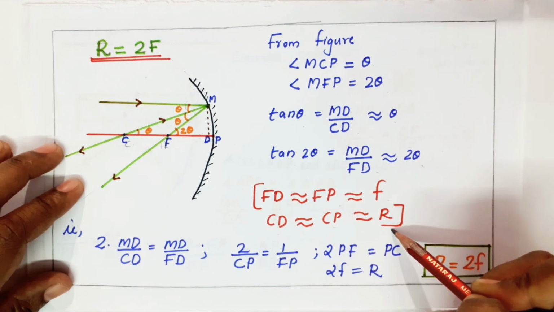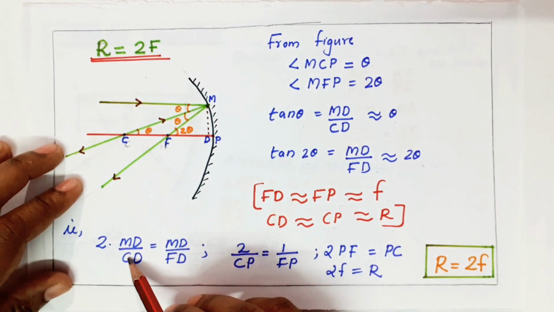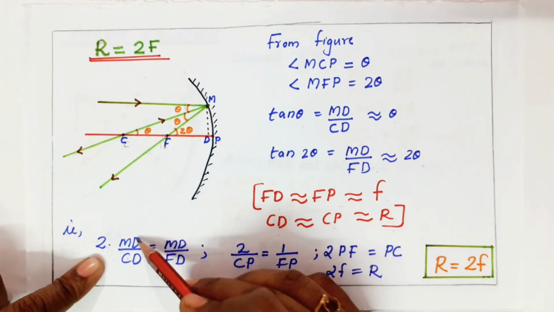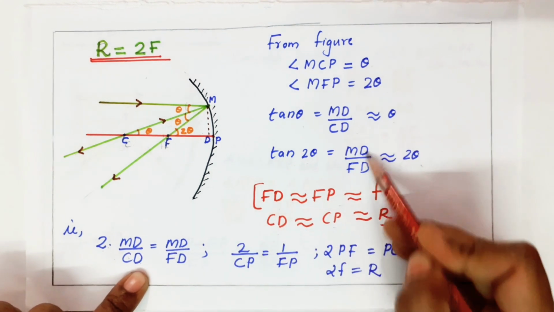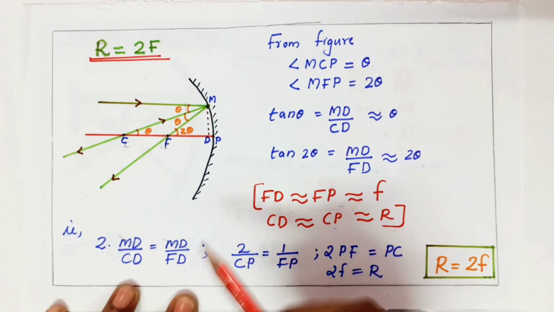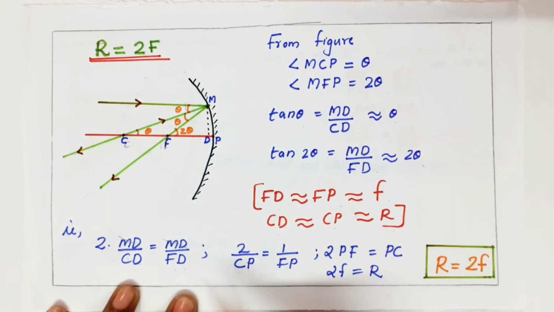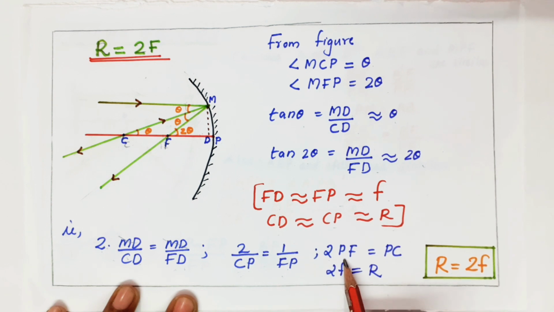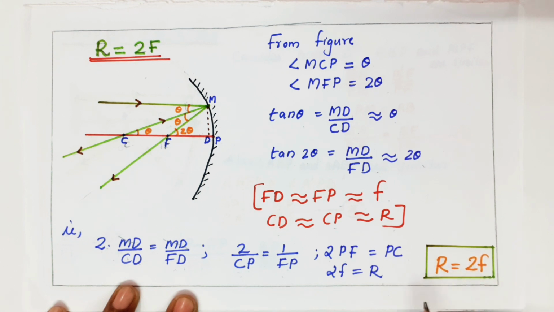After that, I am substituting 2 into theta value: MD by CD is equal to MD by FD. MD gets cancelled. CD you can write as CP, FD you can write as FP. That is 2 by CP equals 1 by FP. Cross multiply: 2FP equals PC, or 2F equals R, or R is equal to 2F. So this is the first derivation of this chapter. Show that the radius of curvature is 2 times the focal length.